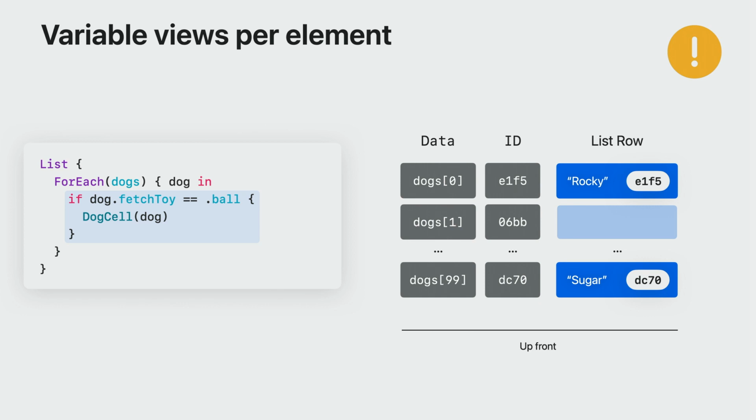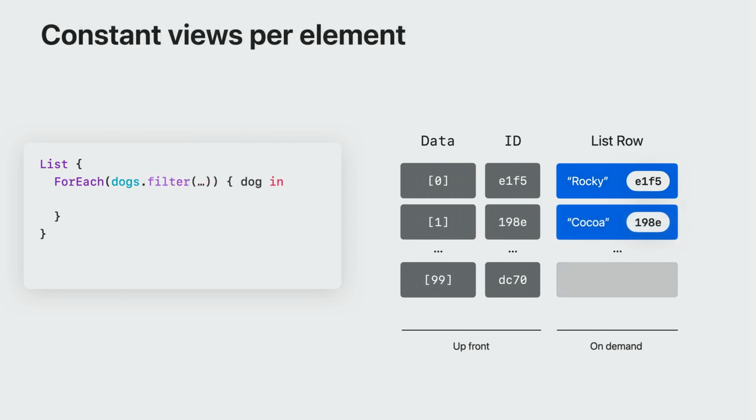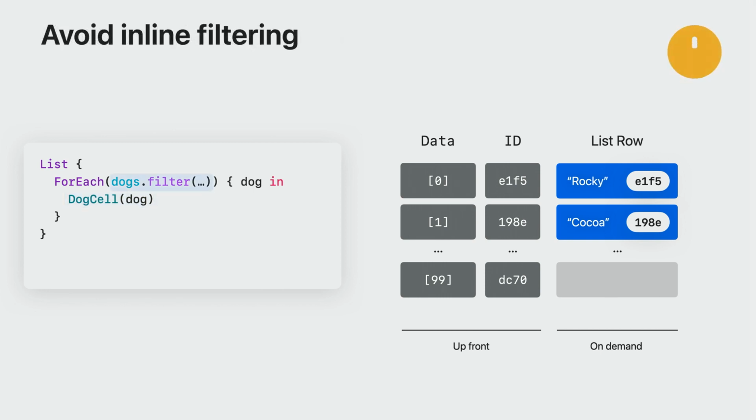The same is true if you use AnyView. Here, the number of views is now completely unknown, so we have the same problem as before. All rows must be created. What if we move the filter into the data collection itself? Now, we're back to a constant number of views per element, and only those that are needed have their row contents constructed. But be careful, the inline filter here is linear over the collection. This might work in a prototype, but when the collection scales, this operation can quickly become expensive, leading to a slow update.